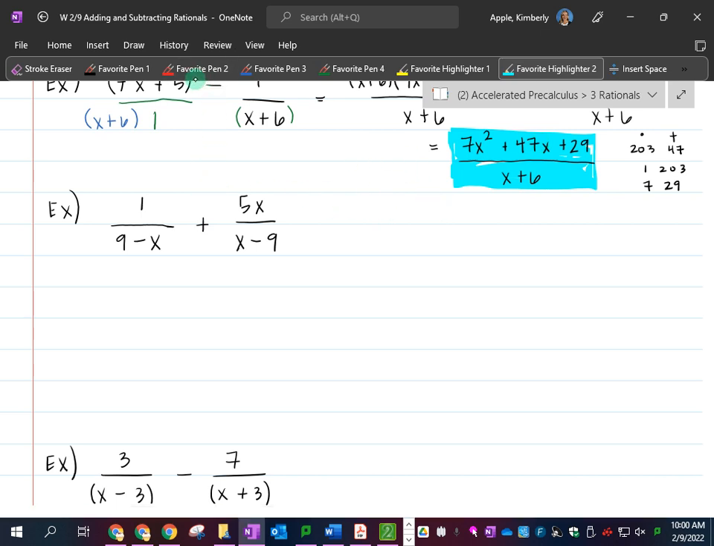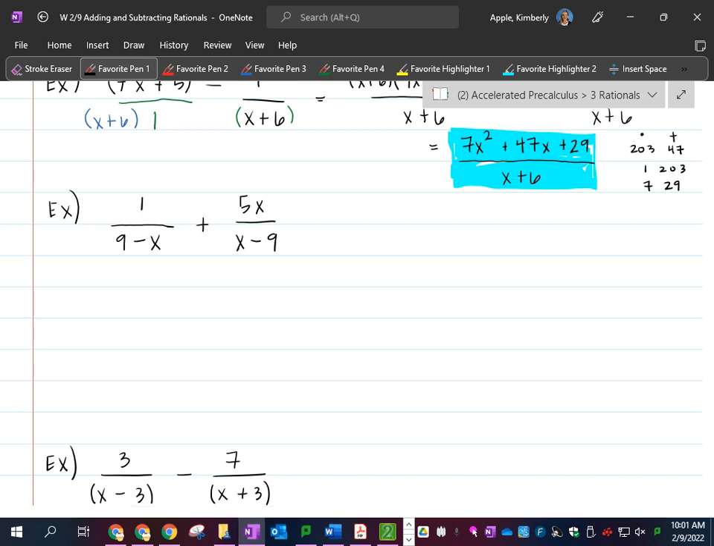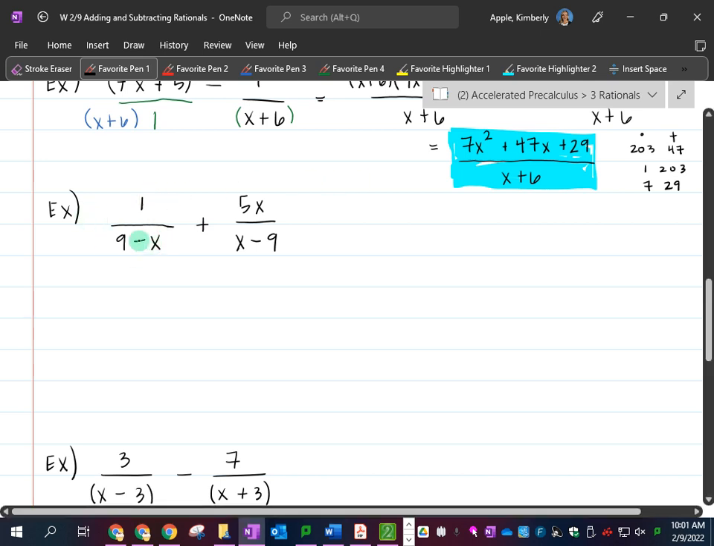All right, this one's an interesting one. Remembering from yesterday that special case where you have 9 minus x and then x minus 9, what's the only thing that's different about those? Do you remember? Multiplication by what number? -1. So, to make this one look like this one, all I have to do is multiply by -1 on top and on bottom.